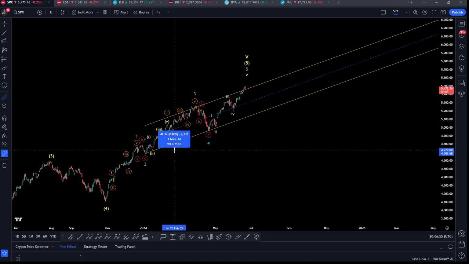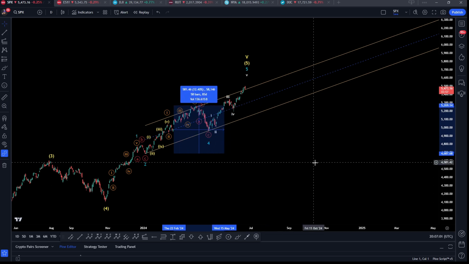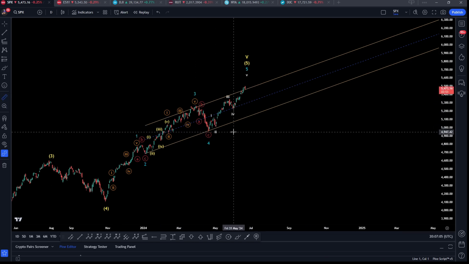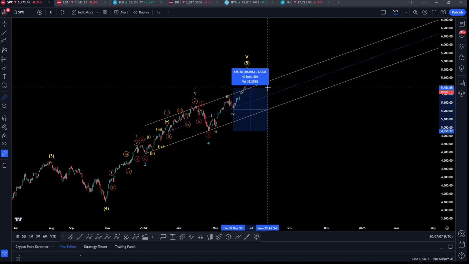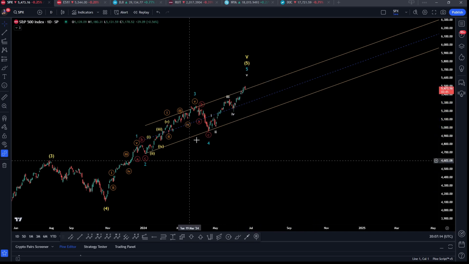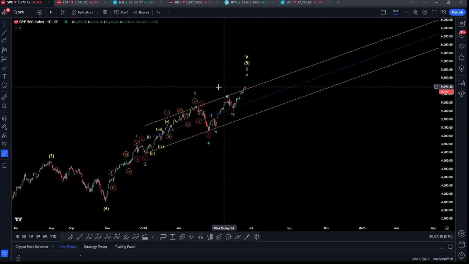Technically, how you measure the length of waves is in percentage. We got 12.4% for wave 3, and that means that the 5 has to be less. And we got 11% for the 5. Progressively shorter. That meets the rules. The 5th wave is shorter than the third wave. Got a slight overthrow here.